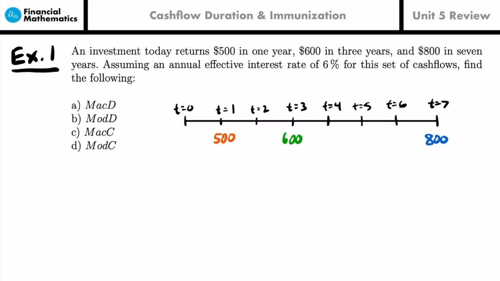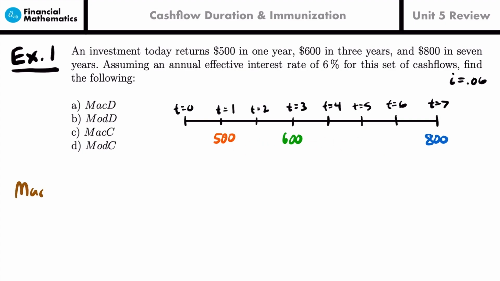Okay. And then one more thing I want to write down here. We are told that we have an annual effective interest rate of 6%. So I'll write that down here. Our interest rate i is equal to 0.06 as a decimal. All right, that is 6%. So now let's calculate the Macaulay duration for this set of cash flows.